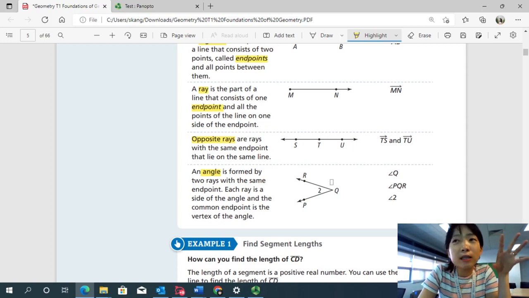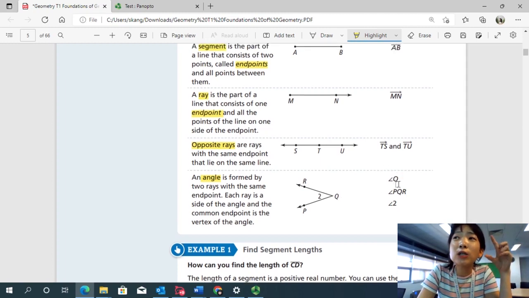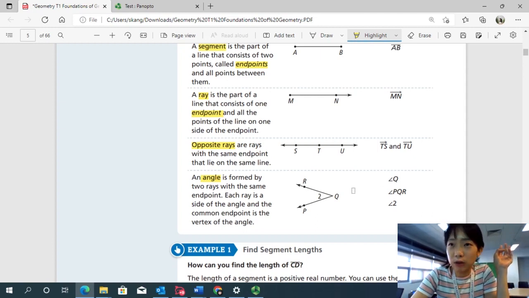If the rays are not on the same line, but they do share the same endpoint, then they make an angle. Okay, so the angle here could be called angle Q, or angle PQR, or angle 2. There are 3 different ways to label an angle like that. Okay, please take a note of that. Alright, so we defined some undefined and defined terms, right? Now, let's look at some examples to see how they are used.